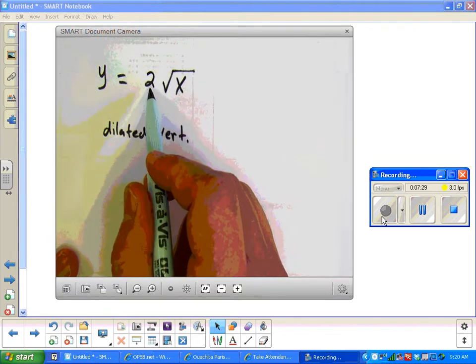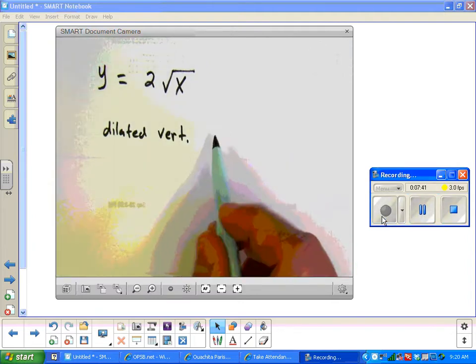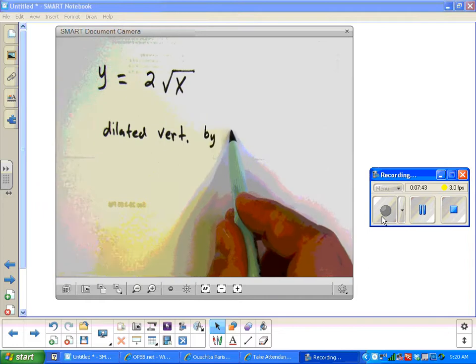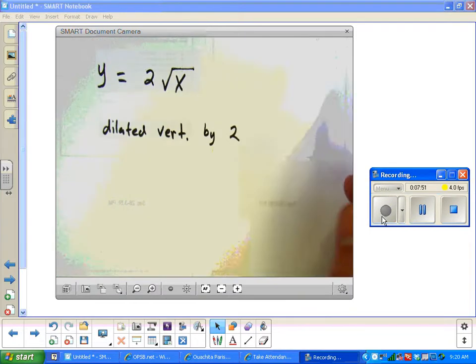Now why is it vertically? Because it's on the outside part of the function. Outside of the function does vertically. Inside is going to do that horizontally. We'll do that tomorrow. So we're going to dilate it vertically by 2. Now let's go to our t-table.